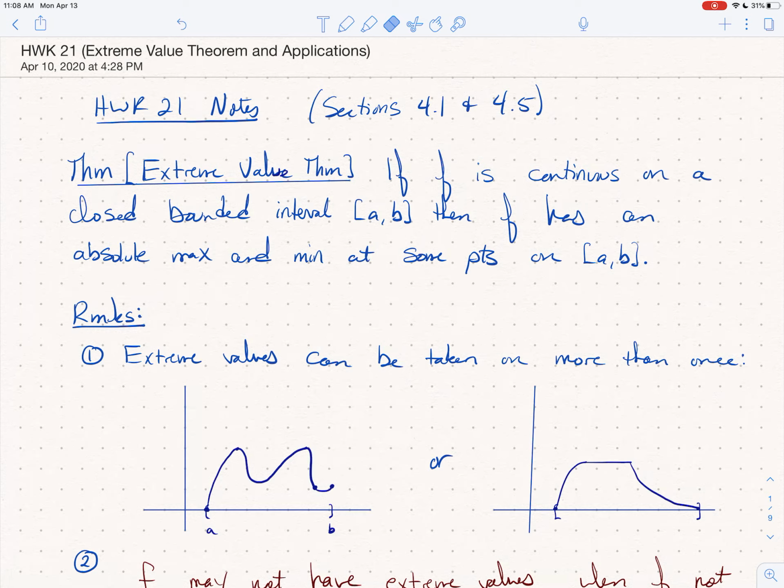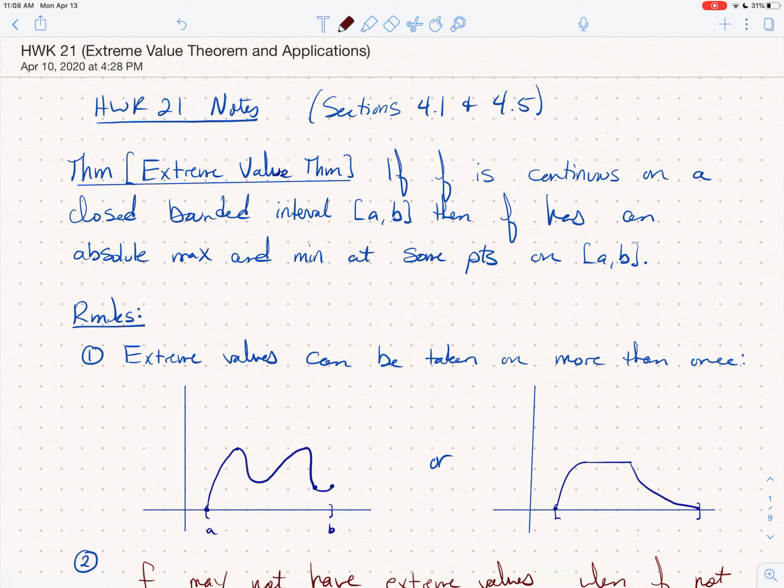So I want to show you a tool that is sometimes useful, not always. It's called the Extreme Value Theorem. And it's a nice result that somehow is intuitive, perhaps, but difficult to prove. We won't look at the proof at all. If f is continuous on a closed bounded interval, then f has an absolute max and an absolute min at some points on that closed bounded interval.